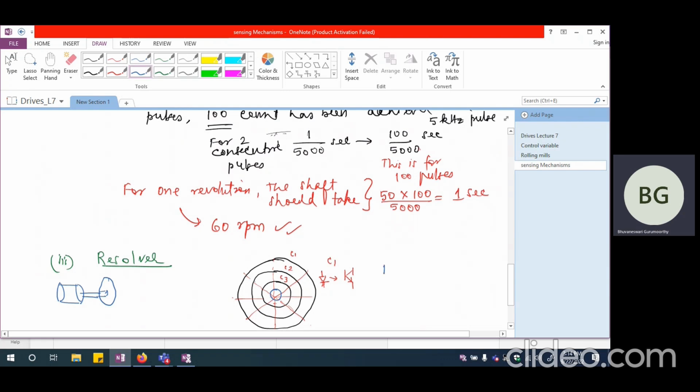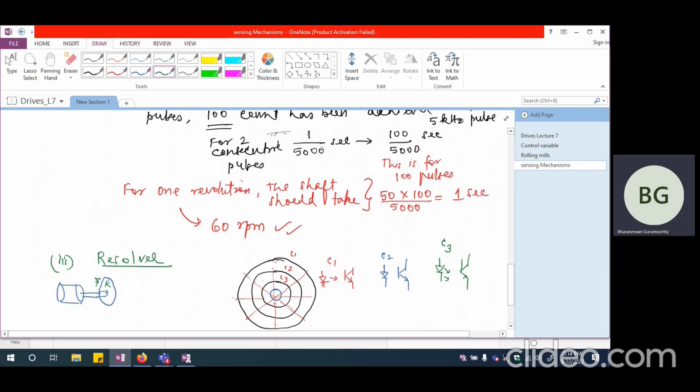Similarly, corresponding to C2, I'm going to have one more LED and phototransistor. And corresponding to C3 also, I'm going to have an LED and a phototransistor. So these are the 3 LED and phototransistor mechanisms which I fix corresponding to C1, C2 and C3. So I will have one LED fixed here, which corresponds to C1, one more fixed here, which corresponds to C2, then one more fixed here, which corresponds to C3.